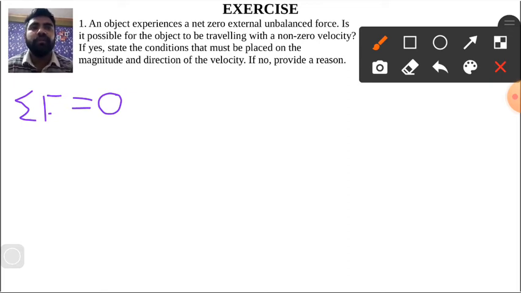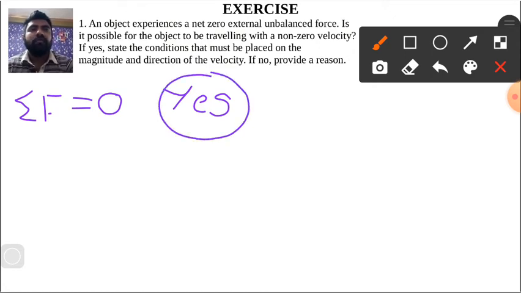The answer is yes, it can travel with a non-zero velocity, even though net zero external force is exerting on that object, right? So the answer is yes here. Now how? For example, we have one car, right?